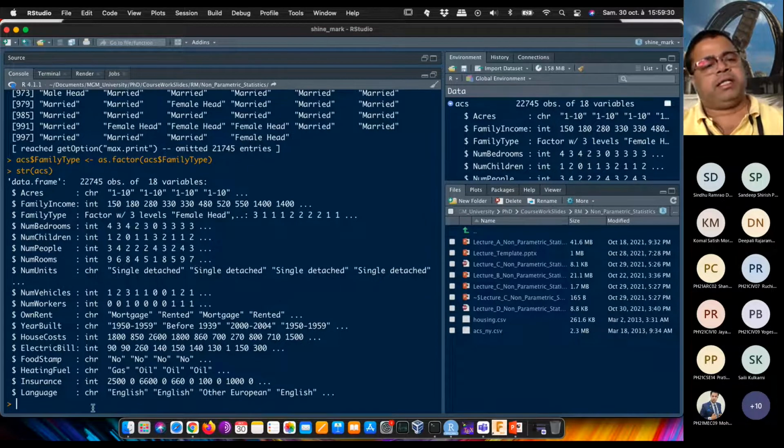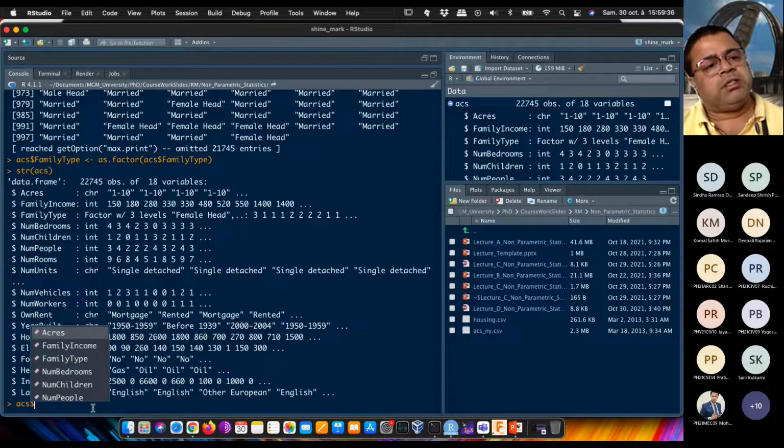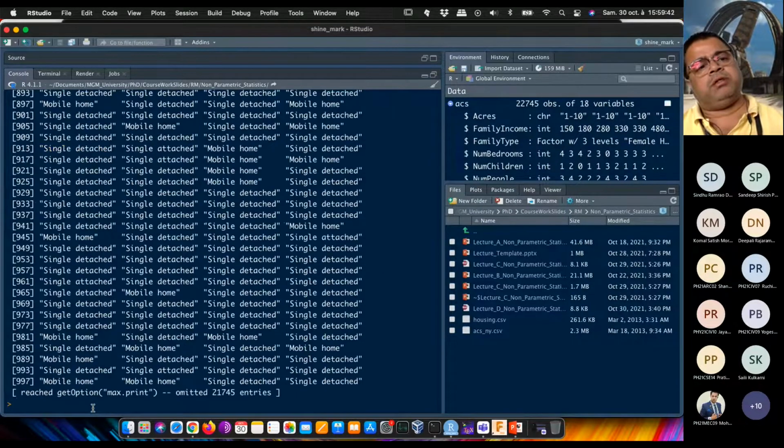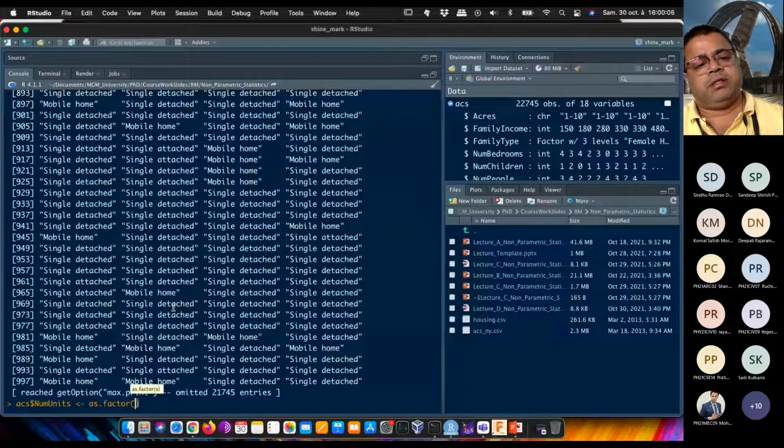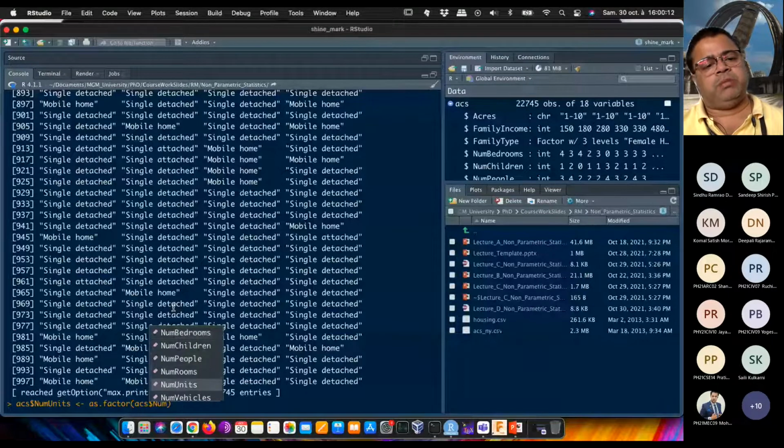So let us actually create this. ACS dollar num units. If I see this, what will happen? Mobile home, single detached, mobile home, single detached, something is coming like this. I have to convert this into a factor again. Why do I have to do that? Let us learn it later. So I say num units is just as.factor ACS dollar num units. Why we do this will become clear in a little while.